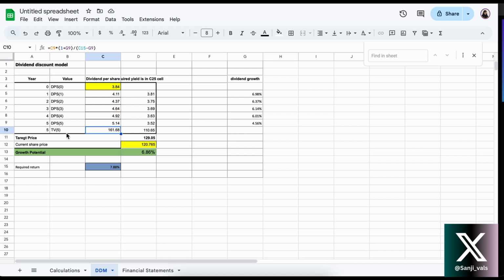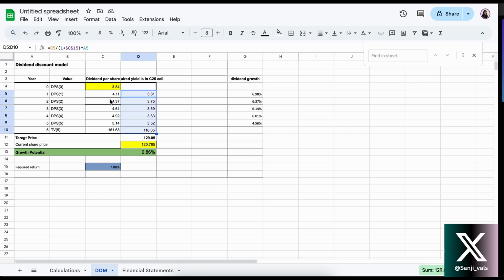Then we calculate the terminal value, or the forecasted company's future value, terminal value per share. It's given here, which is basically the dividend for the 5th year that we forecasted, multiplied by 1 plus the dividend growth rate for the 5th year that we calculated, divided by the required rate of return or weighted average cost of capital. You also can call it like that, 7.88% in our example, minus the dividend growth rate for the 5th year. And you get the forecasted company's value per share, which is 161.68.